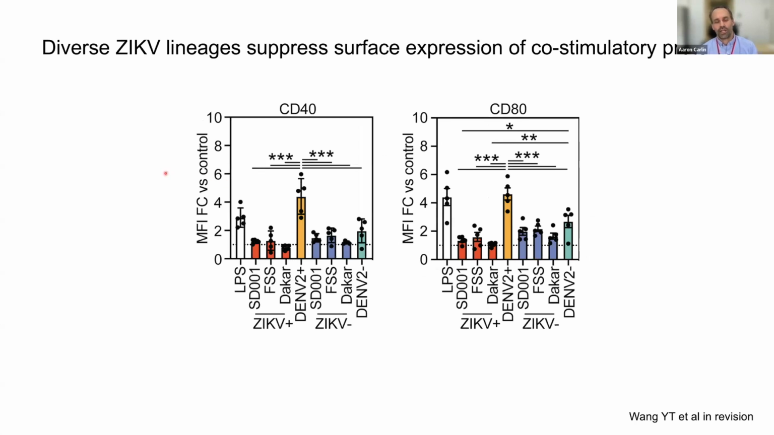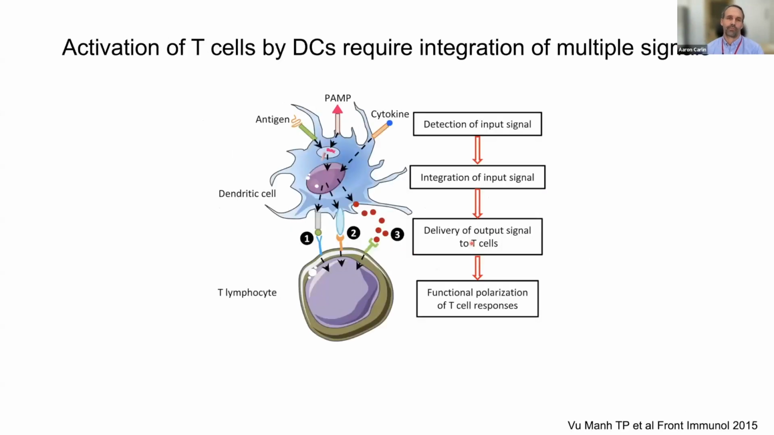Similarly, if we look at cell surface expression of co-stimulatory molecules, CD40 and CD80, we see strong upregulation of this cell surface expression in dengue virus infected DCs, but not in Zika virus infected DCs. So basically no upregulation of the molecules that are really critical for T cell co-stimulation. And so when DCs need to stimulate T cells, they really send multiple signals that are integrated together to stimulate the activation and proliferation and polarization of T cells.